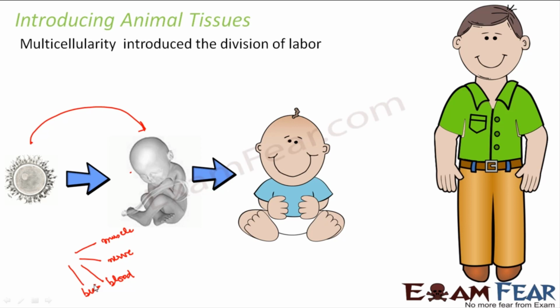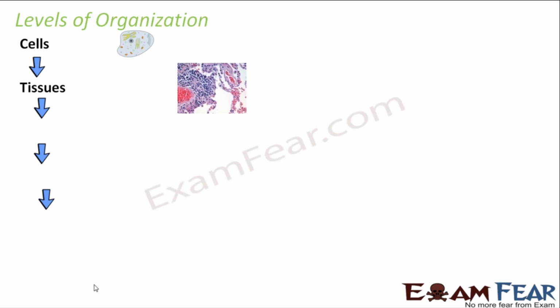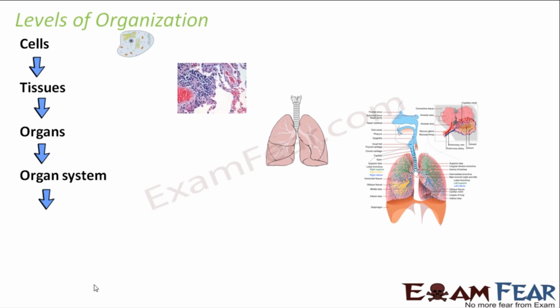Right? So here now we will be talking about the tissues which are present inside the body of animals. Here again we will quickly look at the levels of organization. The first level is cells. Then the cells group together to perform a specific function, forming tissues. Now these tissues will then form the organs. For example, here the lung tissues form the lungs, and the lungs will then form the respiratory system.